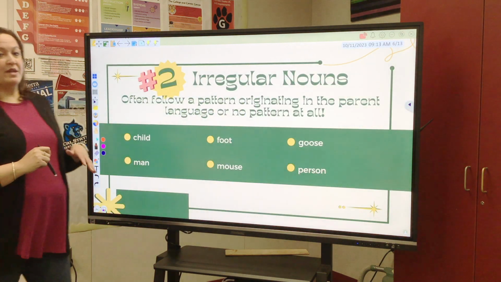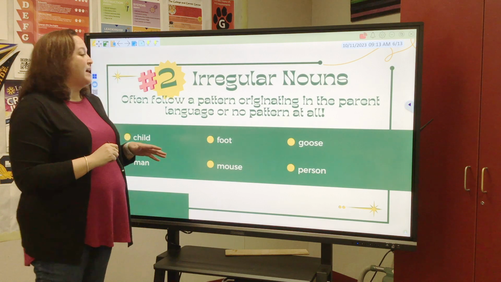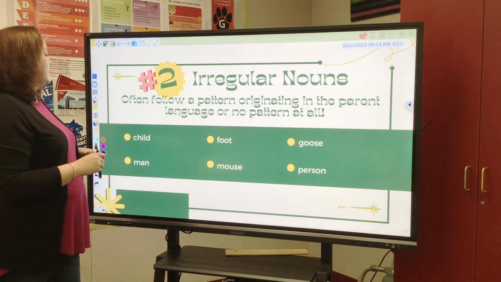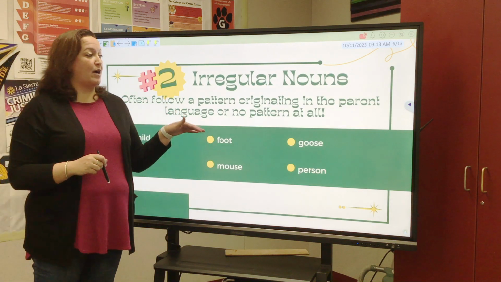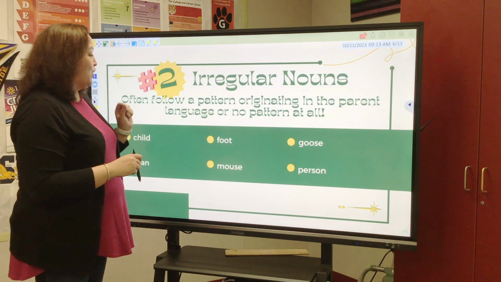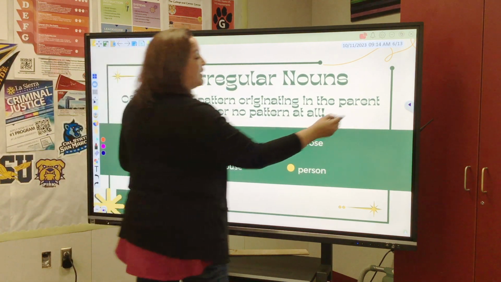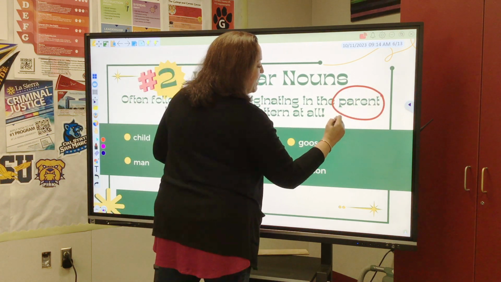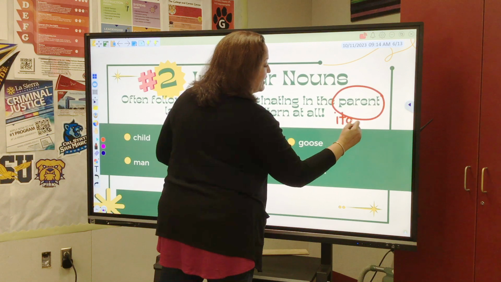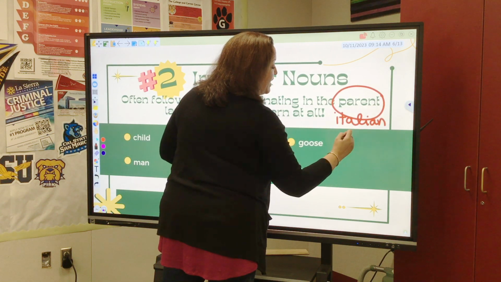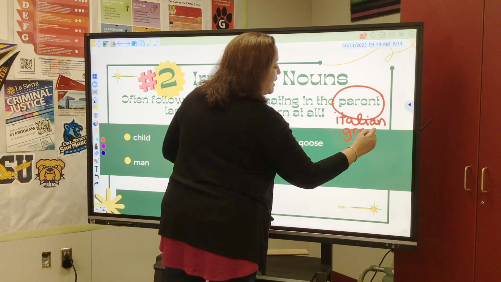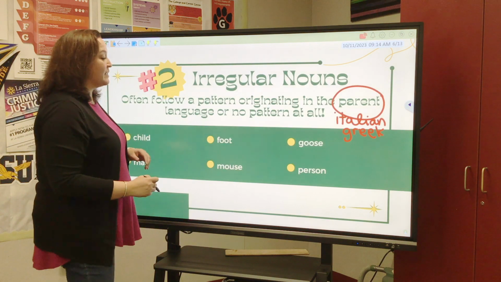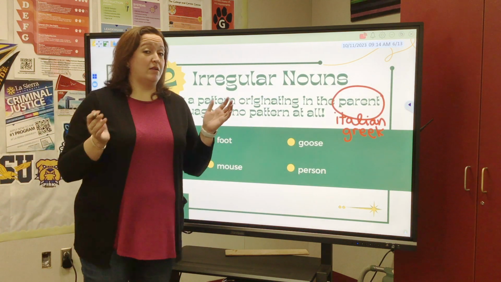So rule number 2, now we have irregular nouns. Now these are typically exceptions to the rules, or words that are exceptions. They often follow a different pattern that originates in the parent language. So common examples of other parent languages that we discussed last week, we'll see it again later. Sometimes parent languages might be Italian or Greek or Latin. So there are other languages that English chooses to honor and maintain their original spellings. And then sometimes there's no pattern at all, right?